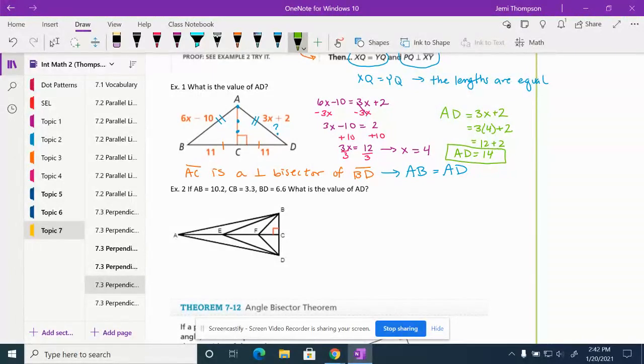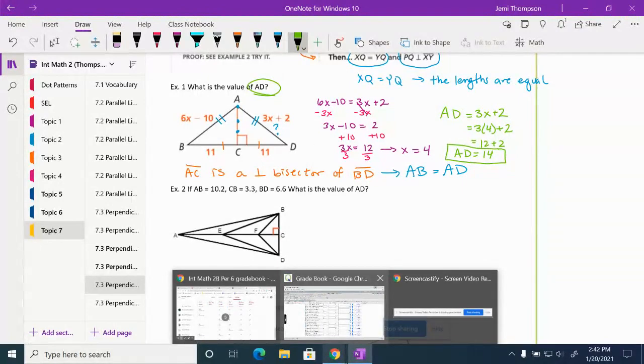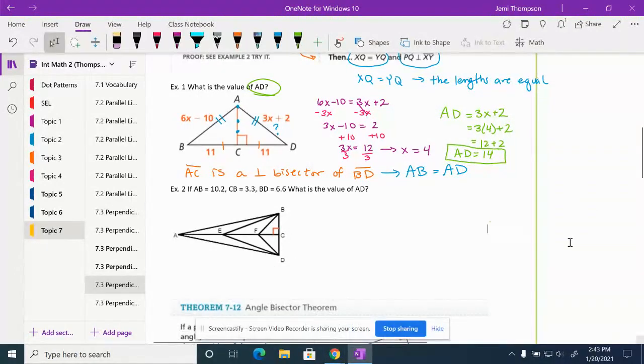In this instance, there are no units provided. So I have no units to provide in my answer. It's just going to be AD is equal to 14. Did I answer the question? Sure did. Example 2.